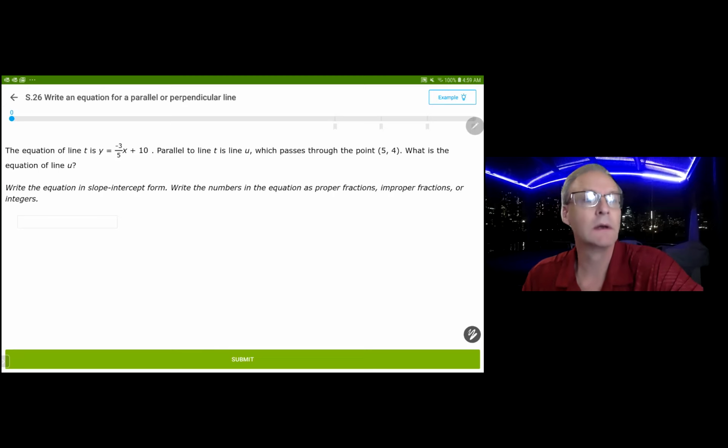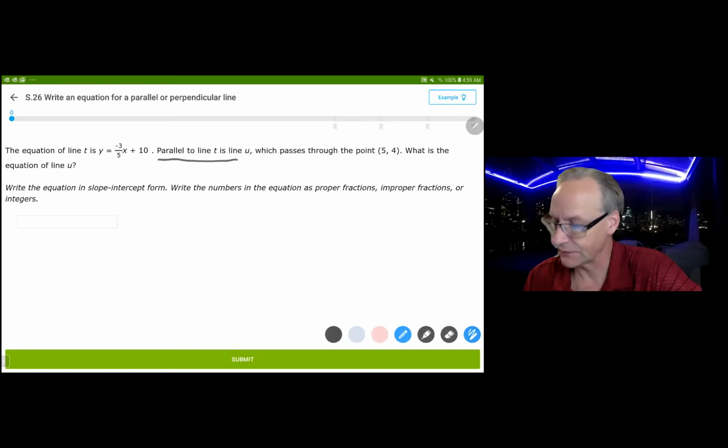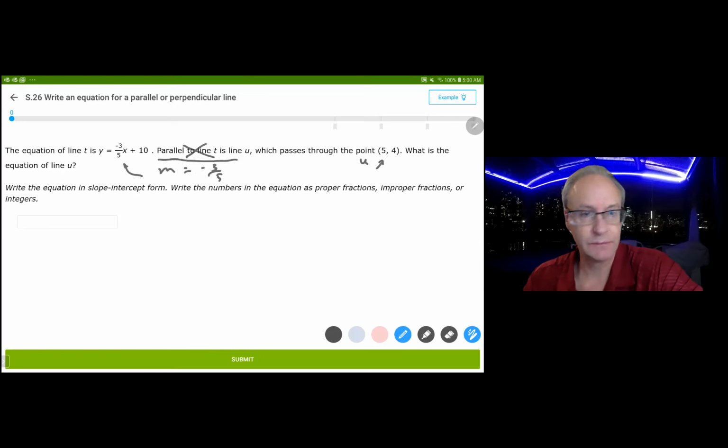It's just more work. We are interested in a line that is parallel to t. So basically what this tells us right there, parallel, that is parallel to line t is line u. So we want line u that goes through that point. And what this tells us is that the slope is equal to -3/5 because it's parallel to this one, because parallel lines have equal slopes. So basically, we know that the slope is -3/5 and the point is 5, 4.